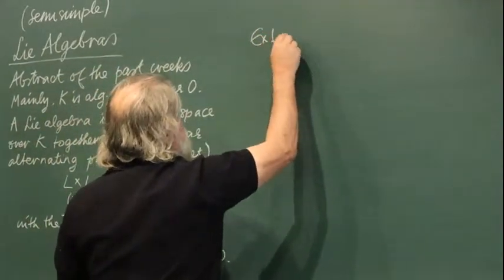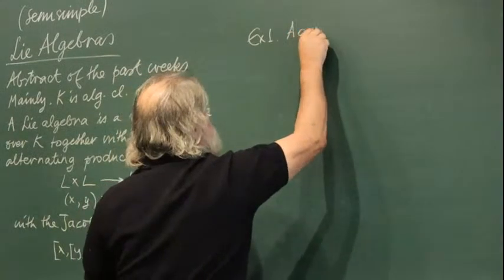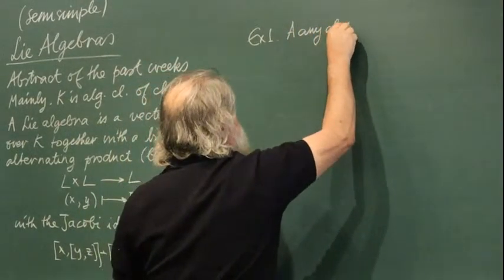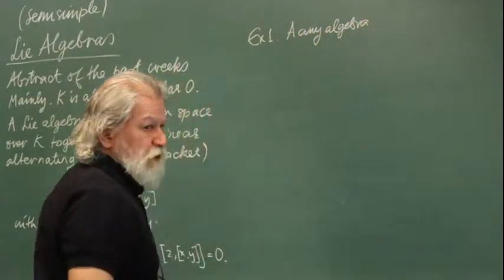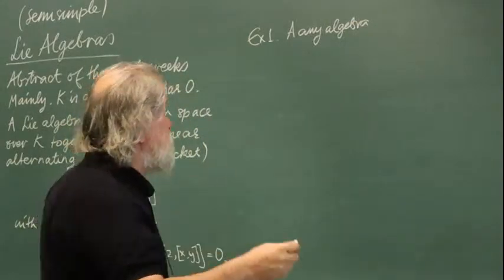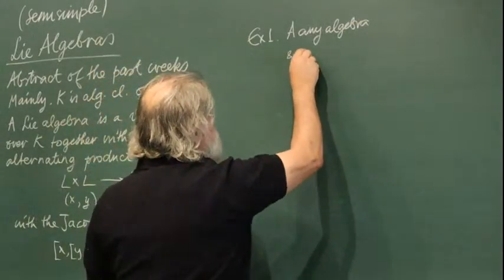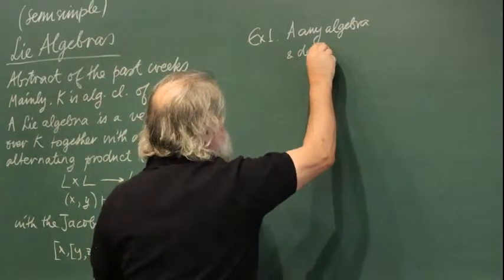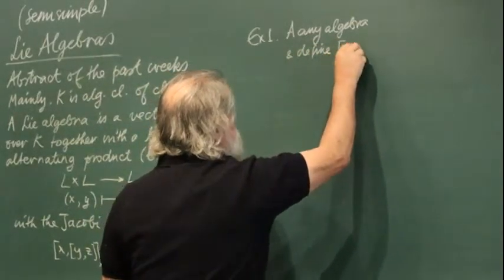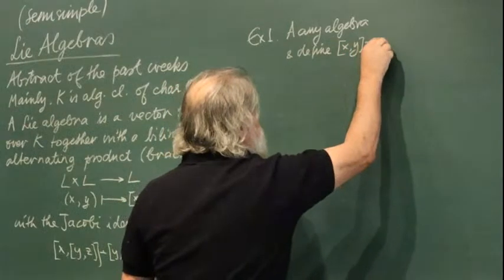Example one, take any algebra, not commutative. If it's commutative, it's trivial. And define [x,y] to be xy minus yx.